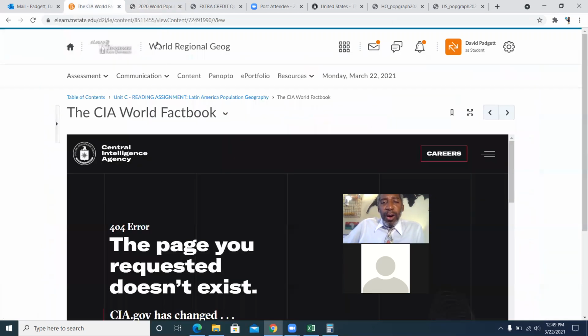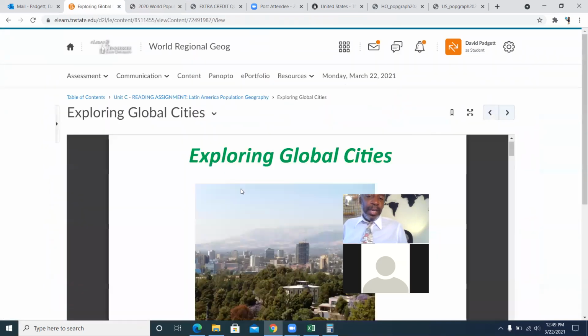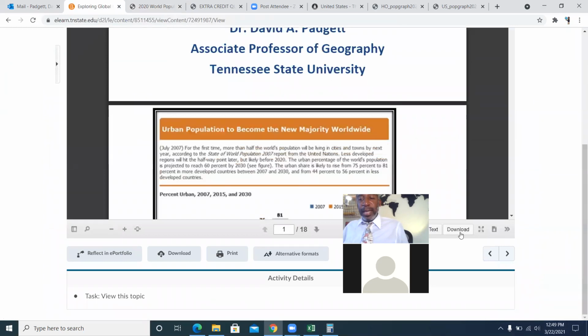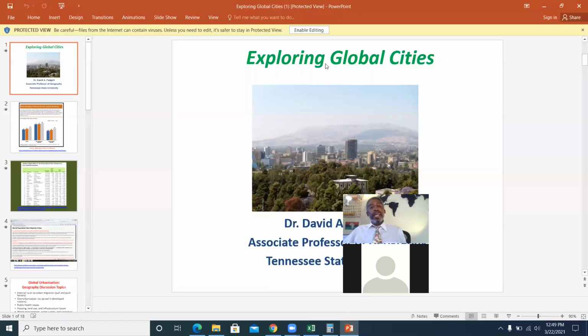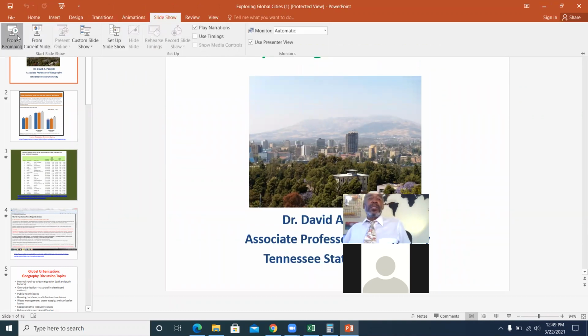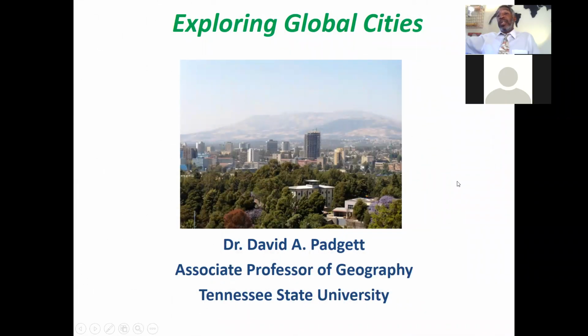Okay, I want to move on to another section of the lecture. When we left off at the end of the last unit, we had emphasized urban landscapes. So we're going to segue into looking at urban landscapes for Latin America and the Caribbean, but just looking at global cities in general.